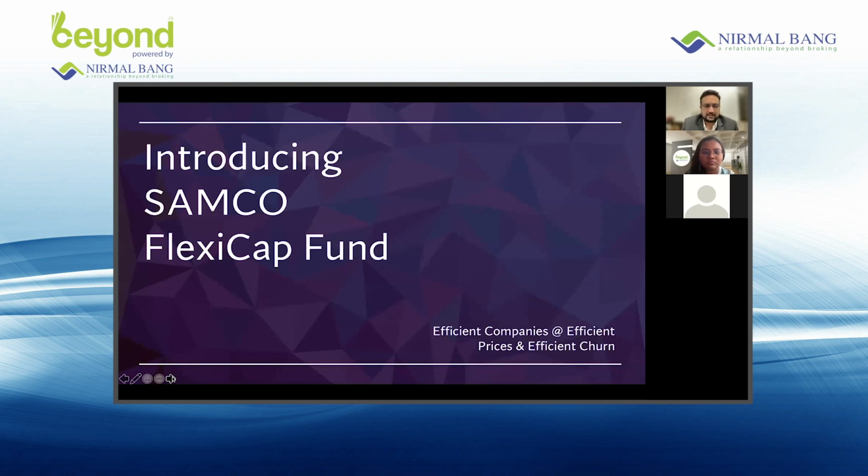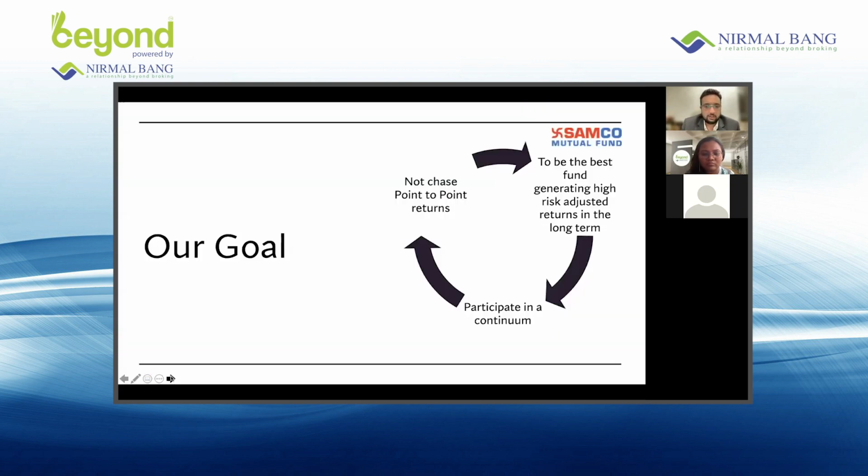Now coming to the strategy of the fund itself, we call it the Samco Efficient Companies Flexi Cap Fund. It's a simple 3-step strategy. We call it the E3 strategy: buy efficient companies at an efficient price and try and maintain an efficient portfolio turnover. The goal with the fund is to generate the highest risk-adjusted return, which is typically measured by Sharpe and Sortino.